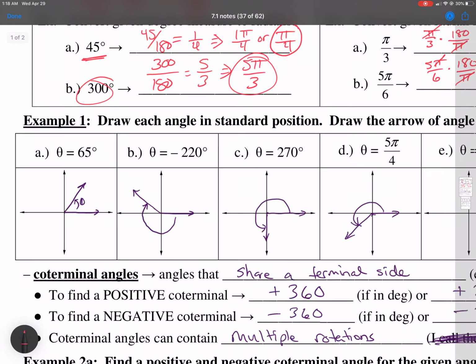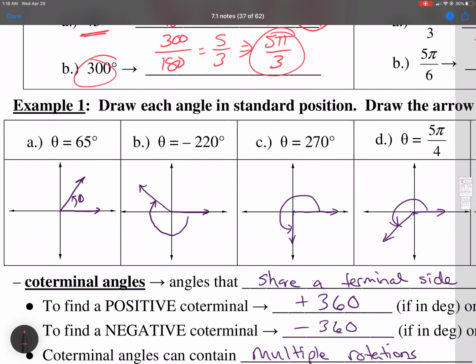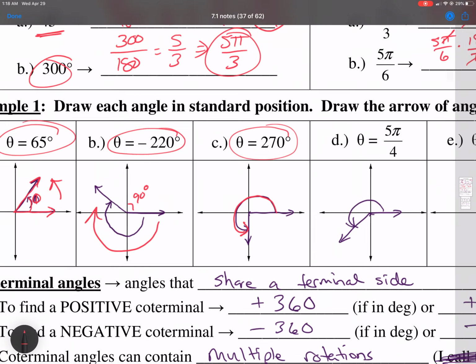So let's say we want to draw an angle in standard position. So the angle is 65 degrees. We'll start here, and we'll just travel 65 degrees, and we know that's acute because it's less than 90 degrees. And we're going counterclockwise because it's positive. For negative 220, we go clockwise 220, so that's 2 quadrants, because each quadrant is 90 degrees. 270 would be the equivalent of 3 quadrants, and we go counterclockwise because it's positive.